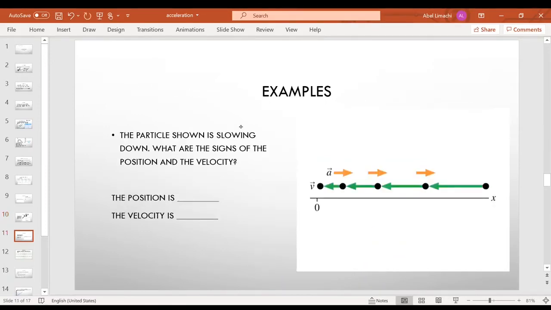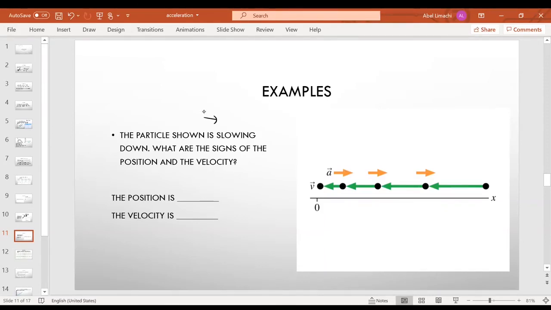Alright, the particle shown is slowing down. What are the signs of the position and velocity? So we know it's slowing down because the velocity and the acceleration aren't friends. The acceleration is taken away from the velocity. What are the signs of the position and the velocity?